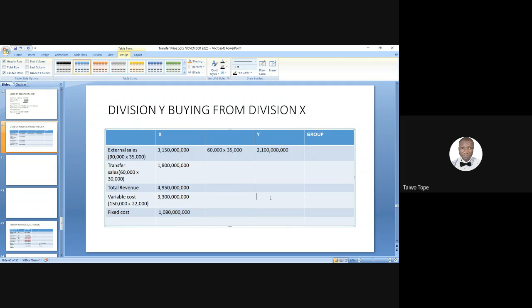You remember the question you solved yesterday? Sales of division X would be what? Would be a variable cost, a purchasing cost, the material. Do you understand? So at this point, we have a variable cost for division Y because they are selling 60,000 tires to get a revenue. So what is the cost they incurred in getting these 60,000 tires from division X? The cost is what? 1 billion, 1.8.